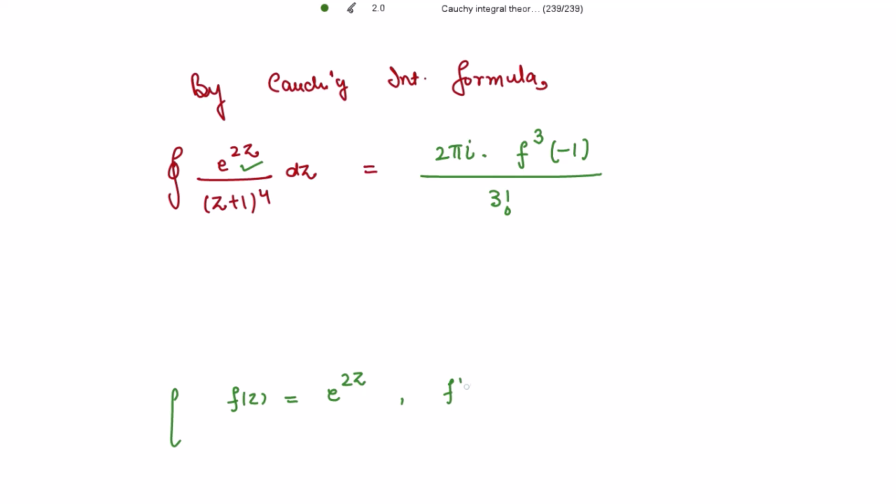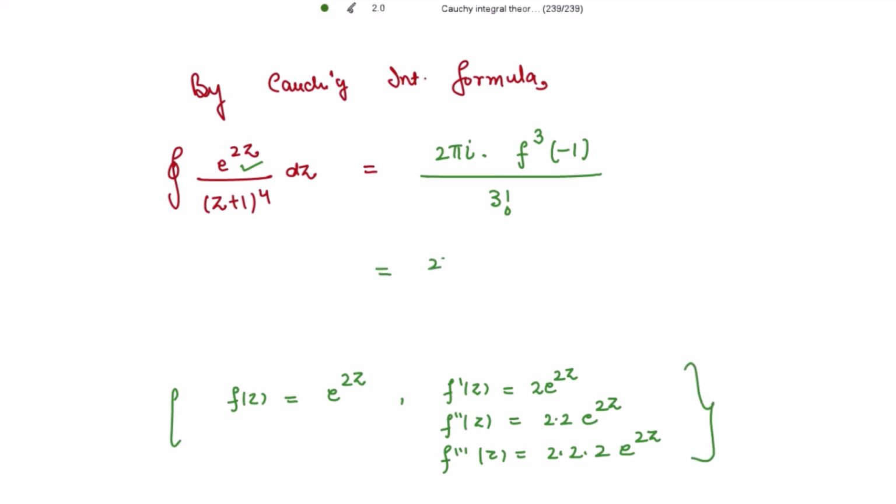What is the first derivative for this? It is e to the power 2z into 2. And the second derivative is 2 into 2 e to the power 2z. The third derivative is 2 into 2 into 2 e to the power 2z. Is it fine? So this is equal to 2 pi iota times the third derivative of f at z equal to negative 1.